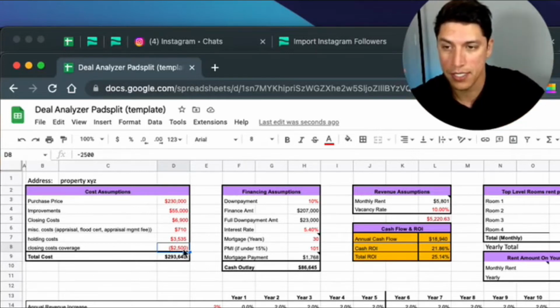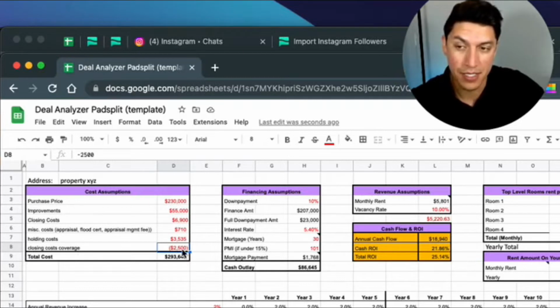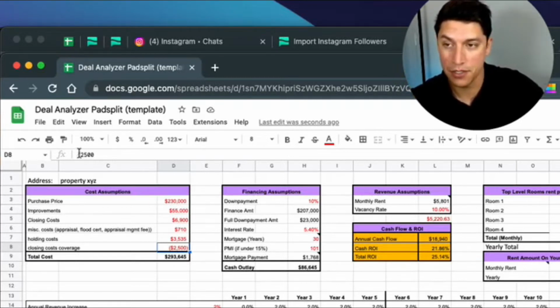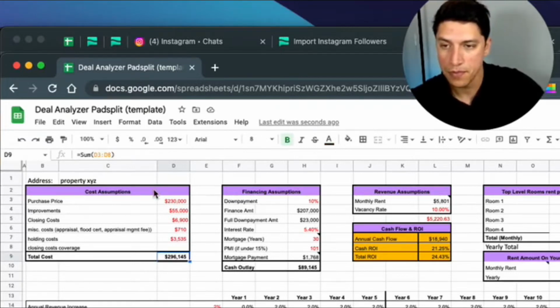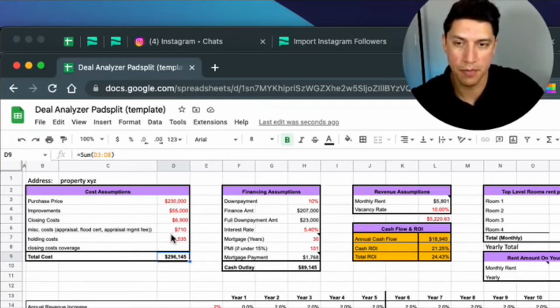And then closing cost coverage, this is if you're closing and you get some credit back, you can put it here, just put the negative of this. And so this could be 0. You're probably going to be analyzing this as if it's 0. We did end up getting coverage, that's why I put that number in there.